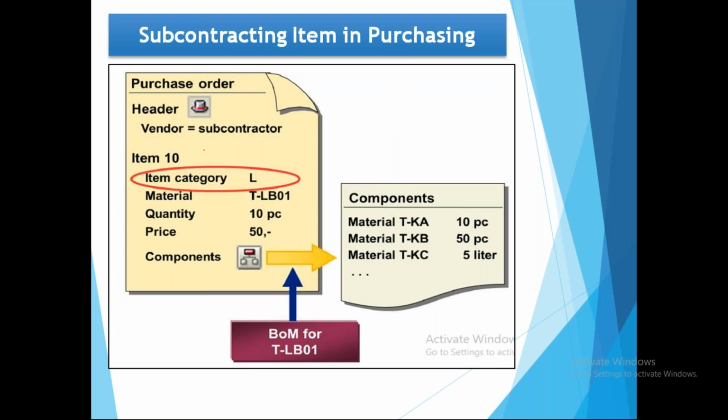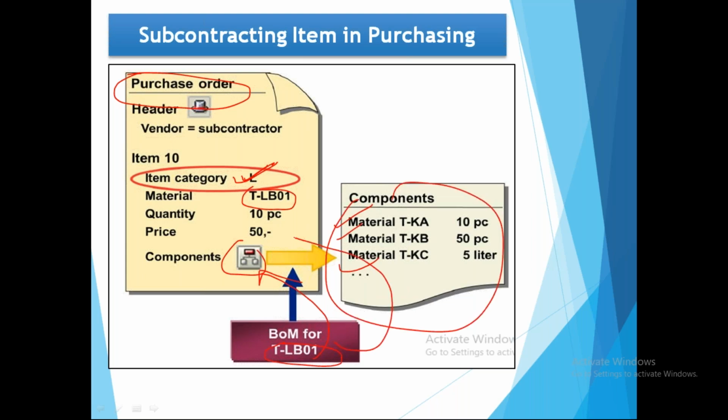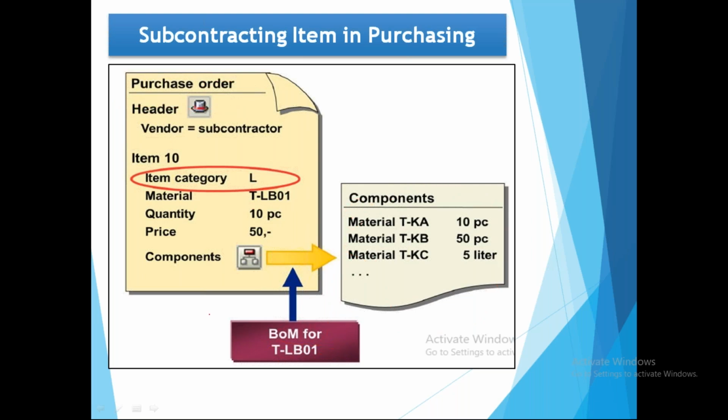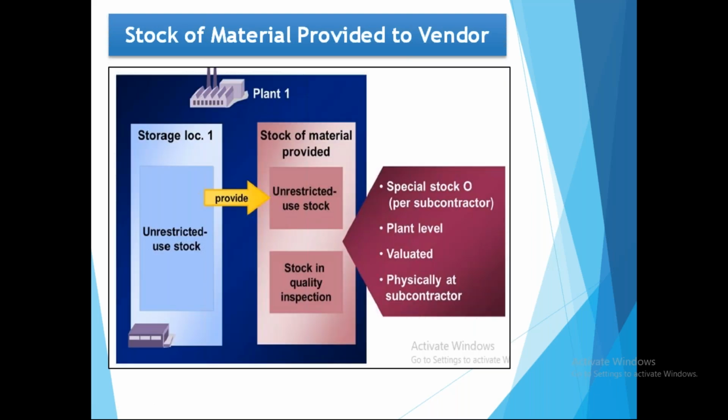Okay, so basically, when you are creating a subcontracting purchase order, you will select the item category as L. Once you select the item category as L, the system will automatically read the BOM of that particular product and copy it to the purchase order. So in the BOM, you have these components. These things will get copied to the purchase order automatically the moment you use item category as L. Okay, so we will see this in the system.